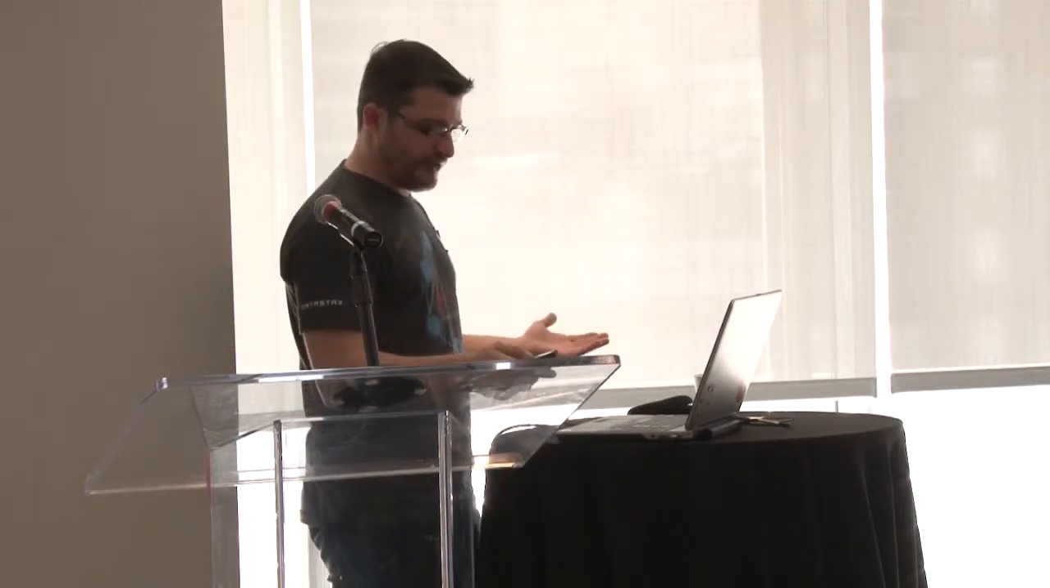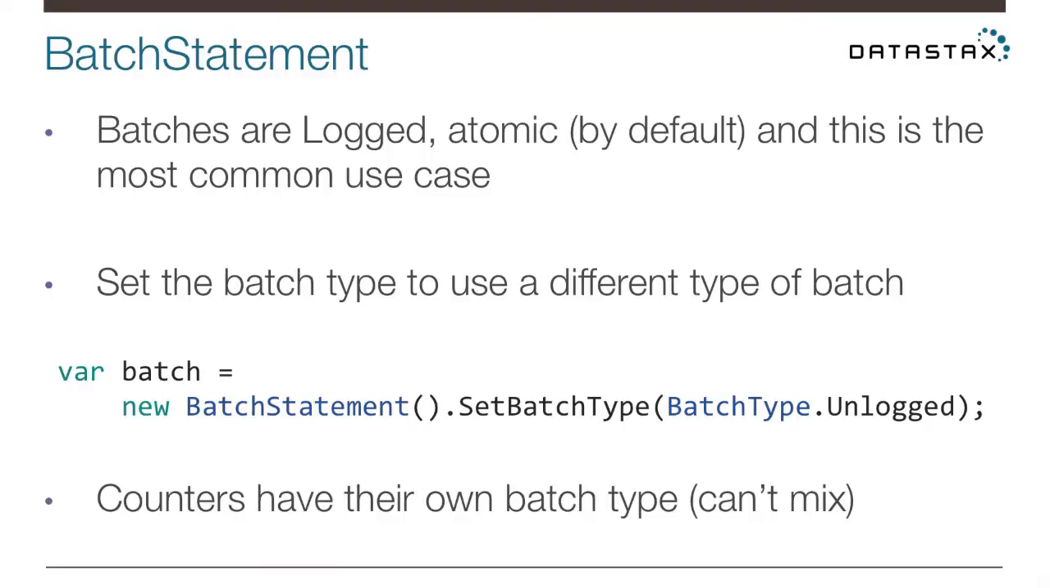Like Patrick said, you want to keep your batch size small, because there is an overhead associated with batches. Like he mentioned right toward the end of his talk, batches are logged, so they're atomic by default. That's the default batch type, and that's the primary use case that you should be using them for. If you ever start digging in and you want to do one of the other batch types, and there are other batch types available to you, you can set the batch type on the statement. So there's unlogged, which is another type of batch which doesn't have the atomicity guarantee. So it's faster, and you don't have the overhead that you have with the atomic batches.